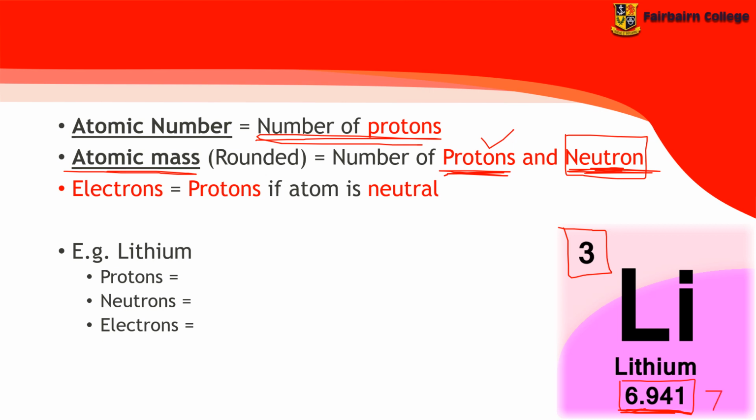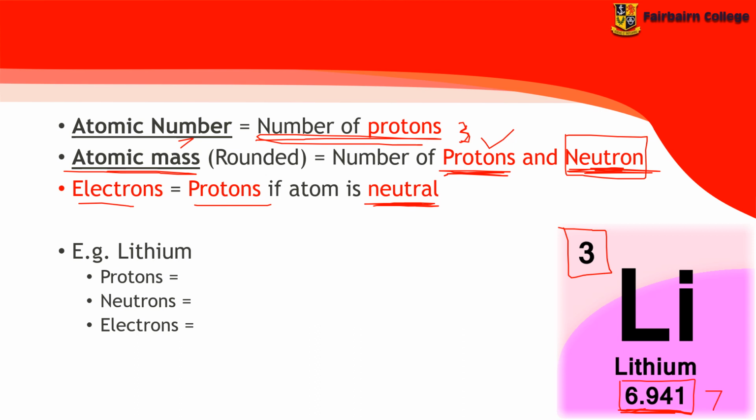So the atomic mass is equal to the number of protons, which is 3, plus the number of neutrons. And if you rearrange it, then you would see that neutrons is equal to 7 minus 3, which is equal to 4. And then for electrons, it's also quite simple. Electrons are equal to protons if the atom is neutral. Now we'll talk a bit later about what it means when the atom is neutral, or what the difference is. But for now, you can say that electrons equals protons.